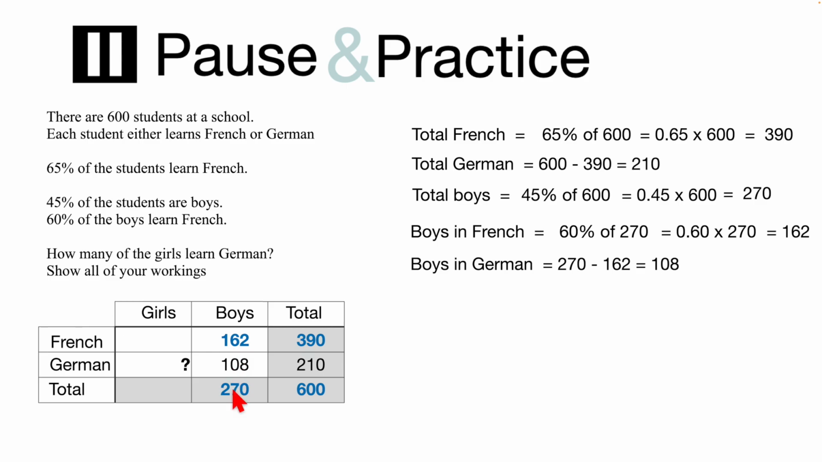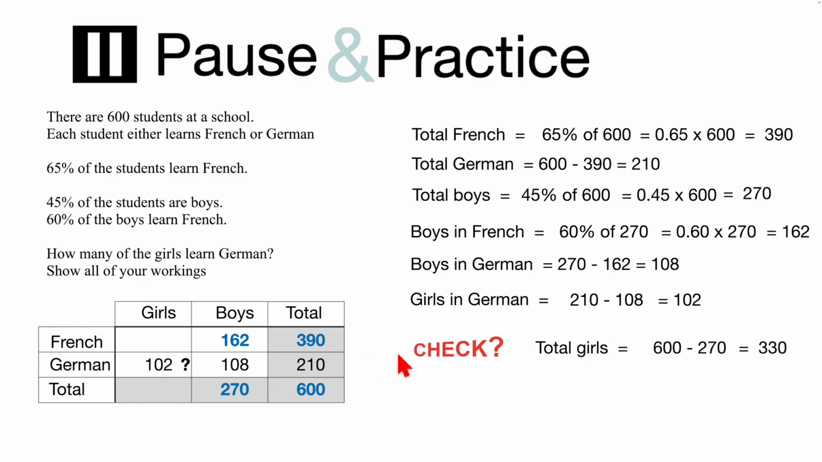Right, finally, in German, we have 210, 108 are boys and the rest are girls. So we can say that the girls in German are 210 minus 108, which is 102. How many girls learn German? Well, there's 102. That's your answer. Check. Total girls is 600 minus 270 is 330. So we can say 330 is there. Girls in French, 330 minus 102, 228.